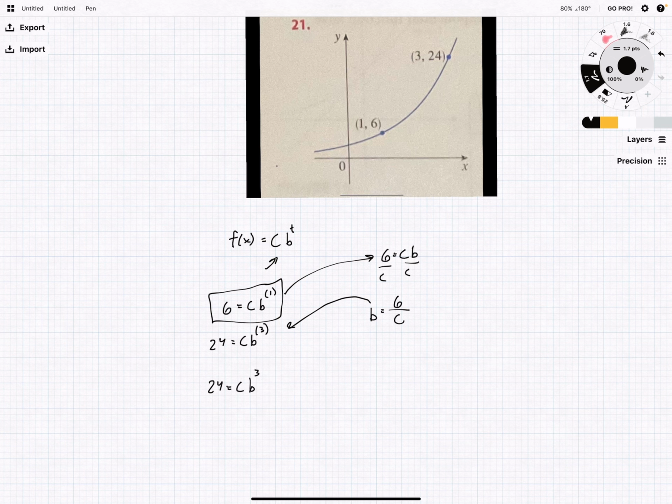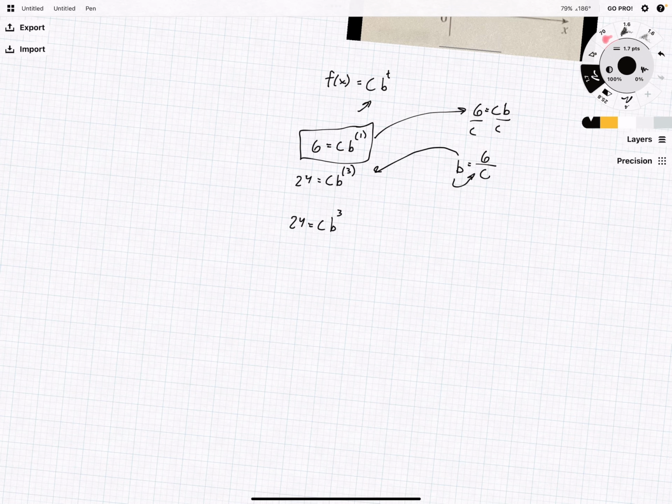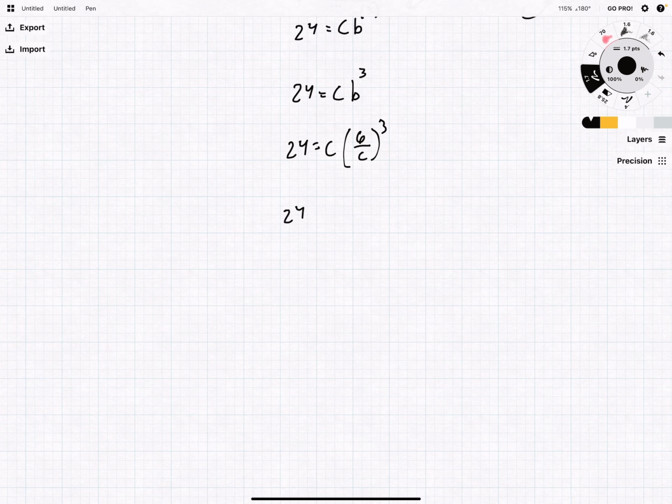Okay. Next problem. We have 24 equals c b cubed. Well, b is equal to 6 over c, so that's nice. We have 24 equals c times (6 over c) cubed, and that's going to be 24 equals c times, well, 6 cubed is going to be 216 over c cubed. Excellent. Now the c's can cancel a little bit, so we have 216 over c squared. So 24 equals 216 over c squared. Okay, great.